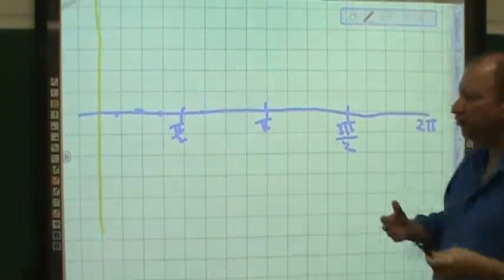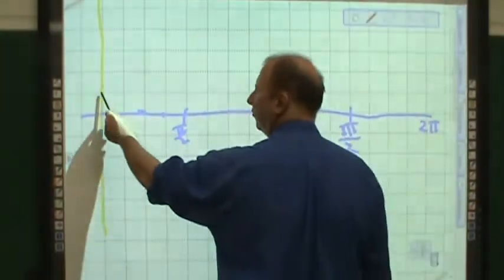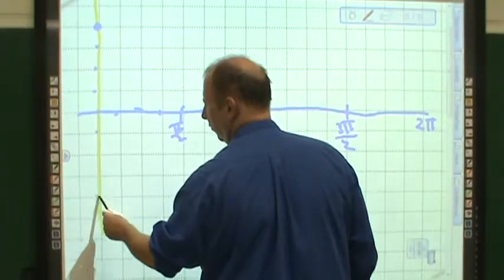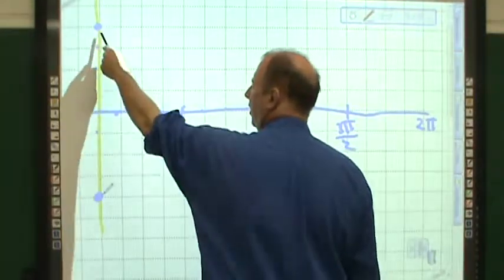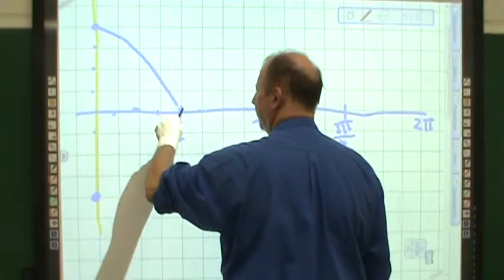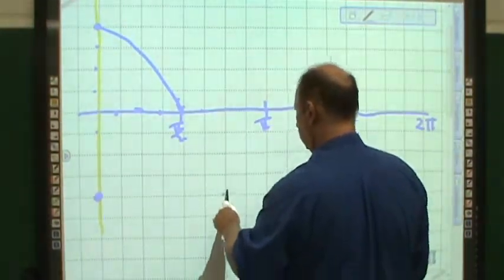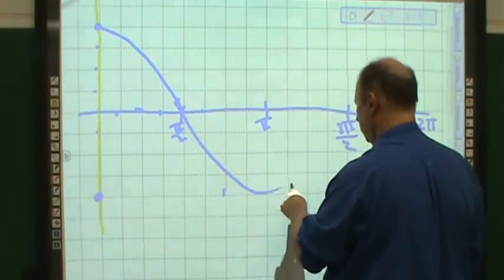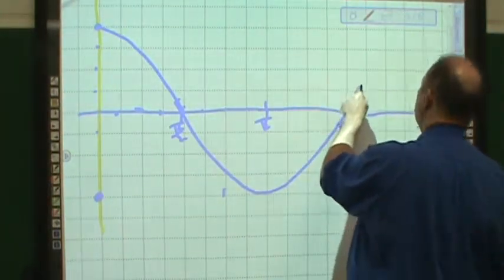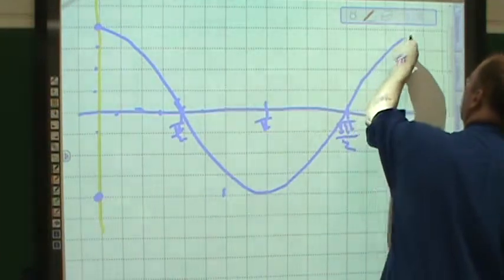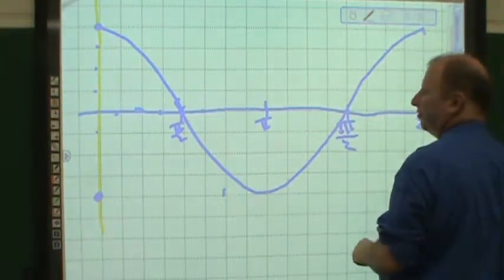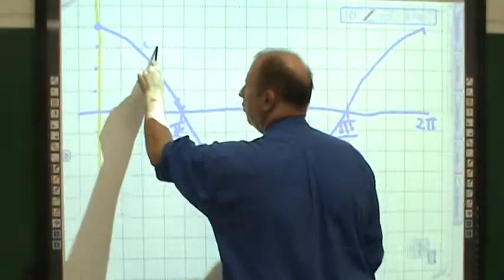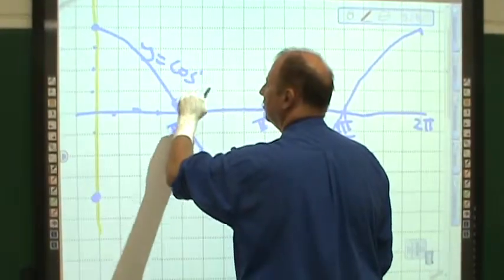And I'm doing this for teaching purposes. And what I'm going to do is 1, 2, 3, 4. 1, 2, 3, 4, makes it easy for me. And now what I'm going to do is I'm going to graph the cosine. And there it is. And so this is y equal cosine x.